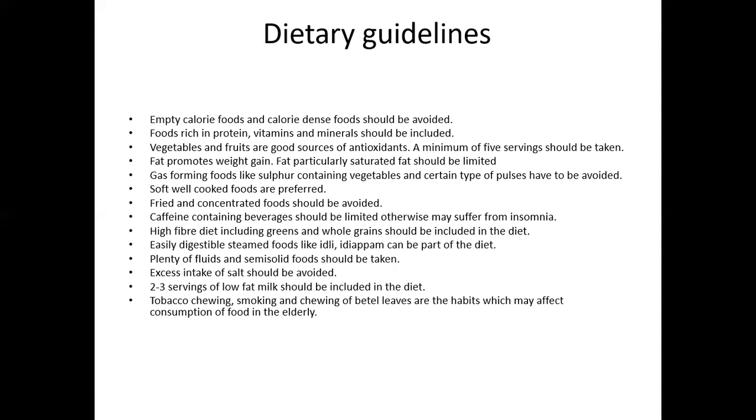and also fiber. So then coming to fat, it should be limited because saturated fat can be very difficult to digest, and it also promotes weight gain. Then certain foods like gas forming foods, like sulfur containing vegetables and certain types of pulses, should also be avoided if a person has any gastric issues. Like in elderly people, the gas forming is a major problem. So because of that, certain foods like certain pulses need to be avoided, but only if it is gas forming and if it is a big problem for them. Otherwise they need to take all that.